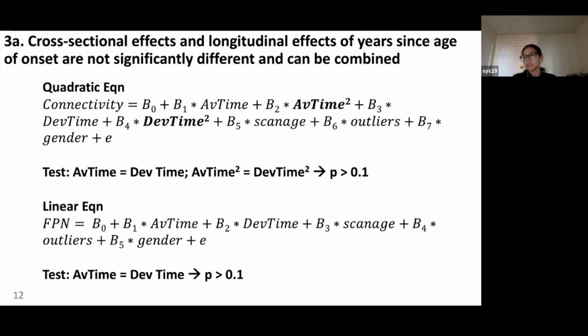So we test if average and deviation variables have similar effects. And for all of our models, they were not significantly different from each other. And so we conclude that the cross-sectional and longitudinal effects were similar, and we combine them into the single time variable.